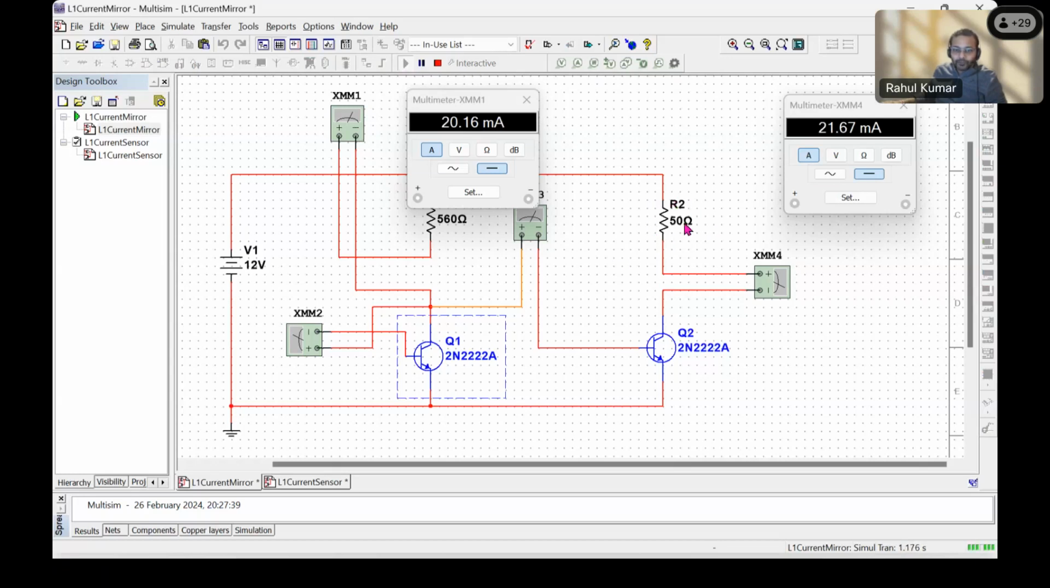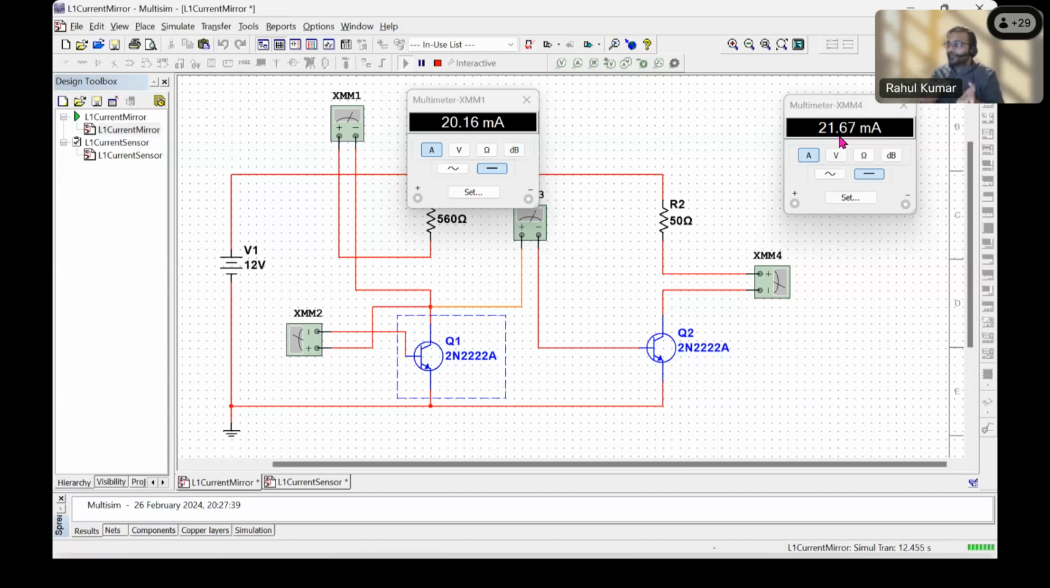So my output resistance is 50 ohms and the input current which I'm applying is 20.16 milliamps. The output current which I'm getting is close to the input but slightly more, I would say 1.51 milliamps more. So we are getting 21.67 milliamps as the output.